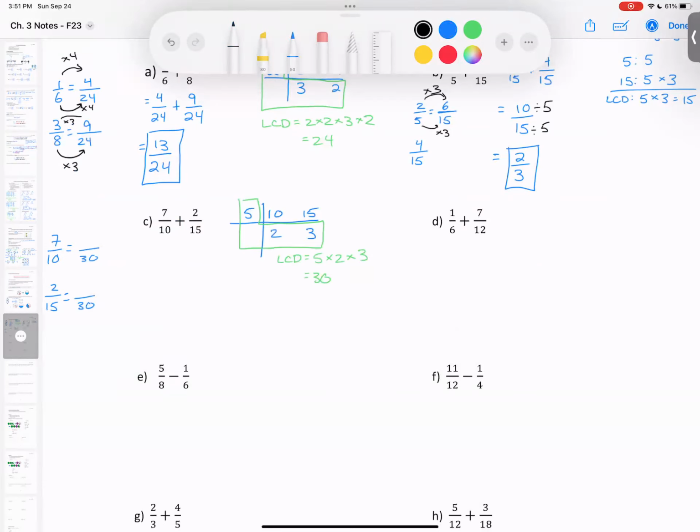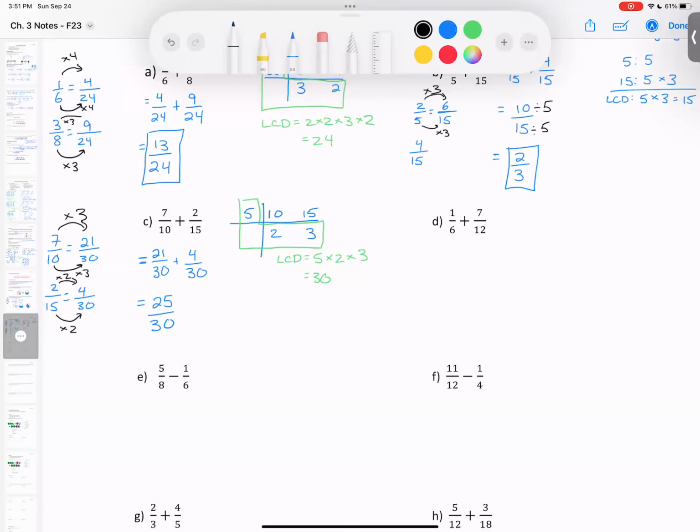All right, let's do them together. 10 times 3 gives me 30, so on top I'm going to do 7 times 3, which gives me 21. On the bottom here, 15 times 2 gives me 30, so on the top I'm also going to multiply by 2 to get 4. So this addition is the same thing as 7 over 10 is really 21 over 30, and 2 over 15 is the same as 4 over 30. When I add those two like fractions together, I get 25 over 30.